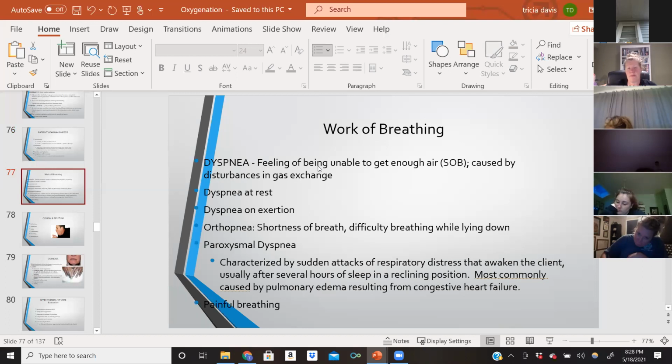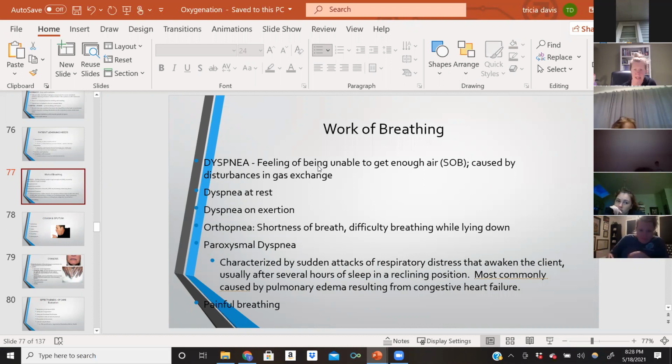So when we assess a patient's work of breathing, we can see dyspnea. So dyspnea is just that feeling of being unable to get enough air in, also shortness of breath. Dyspnea is caused whenever we have some kind of disturbance or change in our gas exchange. We can have dyspnea at rest, so the patient's not doing anything. They're sitting in the chair, they're sitting in bed, and they are visibly short of breath. Then we can have dyspnea on exertion. So when they're sitting there, they're completely fine, but whenever they perform any activity, then they become short of breath.